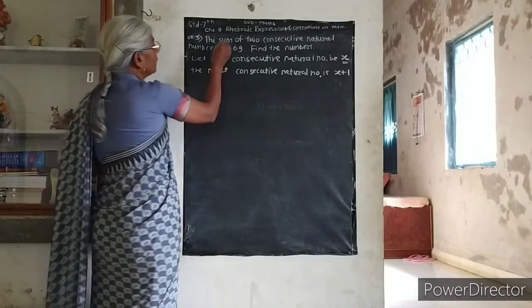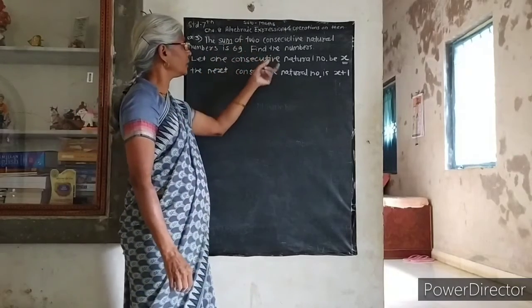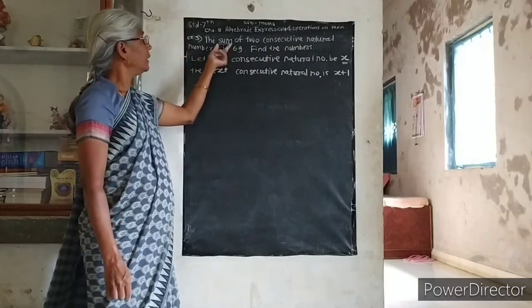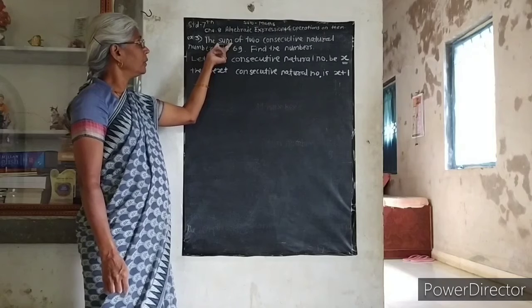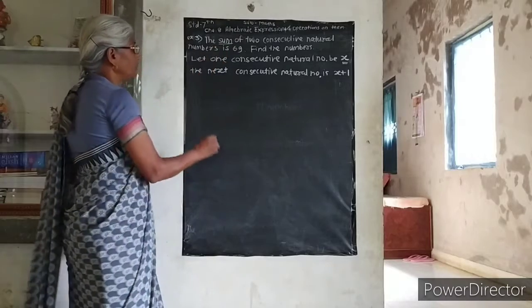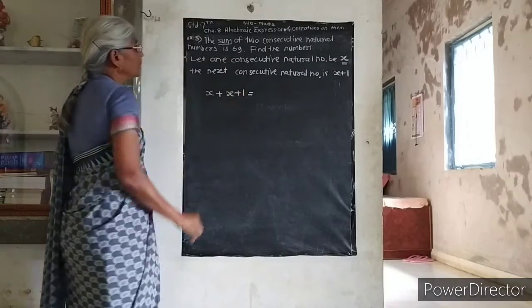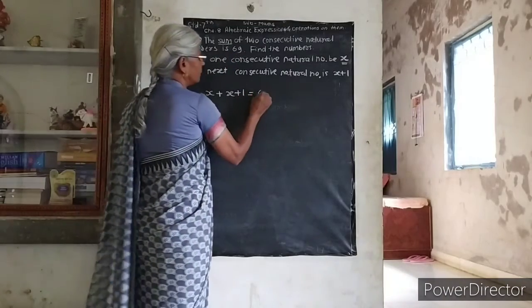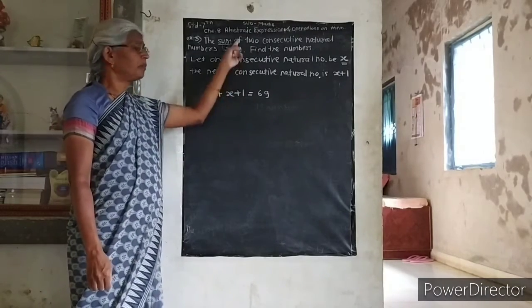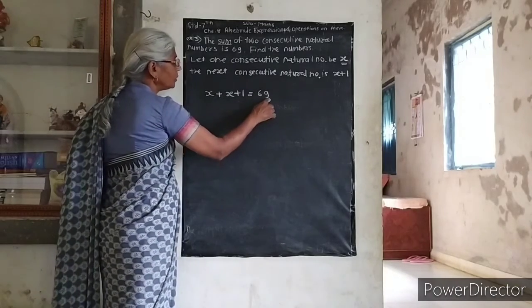Then learn here. Read again. The sum of two consecutive numbers. Firstly, we write these two consecutive numbers. Then read again, the sum of two consecutive numbers means the operation is guided by that word. Sum means addition. Means x plus x plus 1. What is the sum? That is 69. Then we form an equation from the given information. x plus x plus 1 is equal to 69.